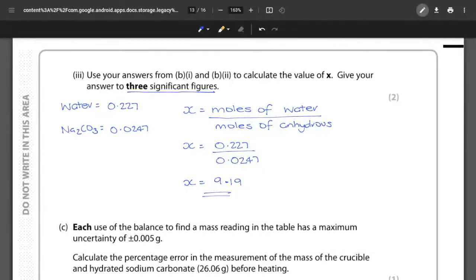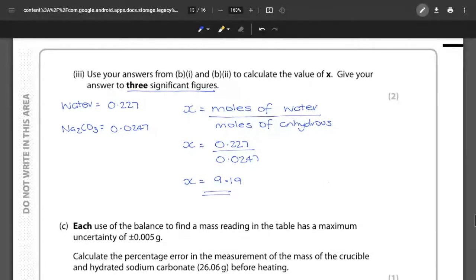Now, of course, when it comes to what X actually is, we would class that as 9 moles of water. So in reality, we would have Na2CO3.9H2O. But this question specifically asked for 3 significant figures, so please make sure that you do use that.